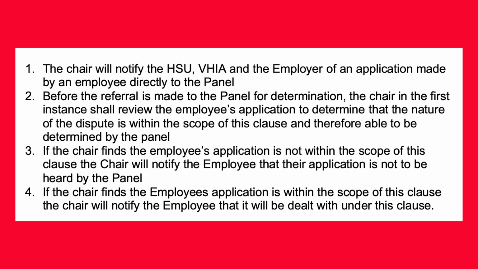If the chair finds the employee's application is not within the scope of this clause, the chair will notify the employee that their application is not to be heard by the panel. And finally, if the chair finds the employee application is within the scope of this clause, the chair will notify the employee that it will be dealt with under this clause.